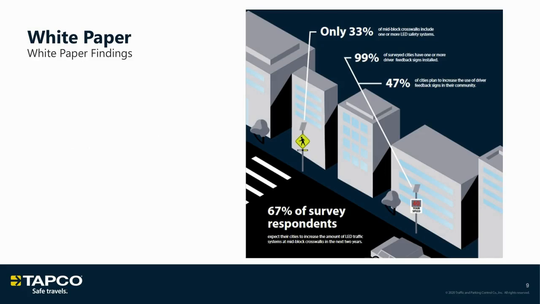So what I thought was really interesting here is there's only about 33% of mid-block crosswalks that have some type of LED safety system. And I think that's really telling, that's a major point of focus that we need to pay attention to. As we look back at some of the information that we just shared, dark hours and mid-block crossings are some of the highest potential for fatalities and incidents. So almost everybody has a driver feedback installed, which is great. And there's almost another 50% that looks like they'll be installing additional within their community.